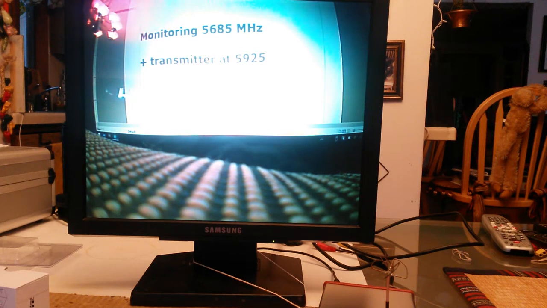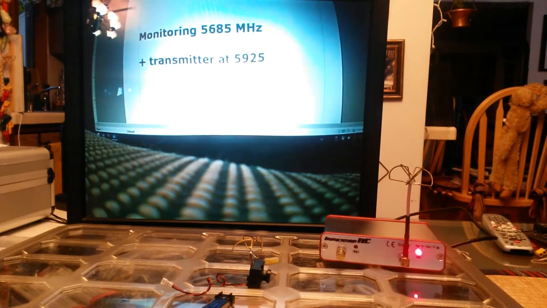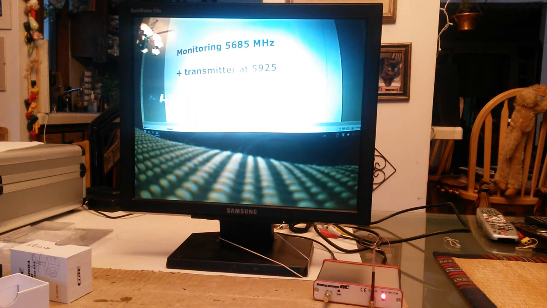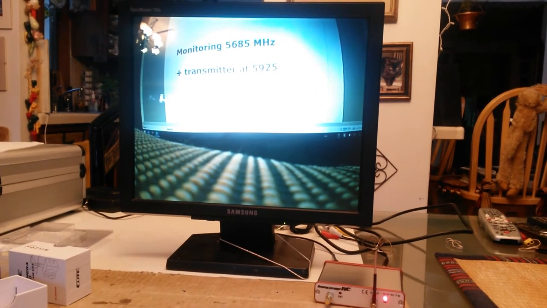So we got three of the small micro transmitter, camera transmitter units that are rated at 25 milliwatts. On the screen, you see a monitor that's receiving a signal from one of these units that's about 10 feet away, and it's pointed at a tablet computer showing the text you see. Now, for the first frequency, we're monitoring that unit running at 5685.